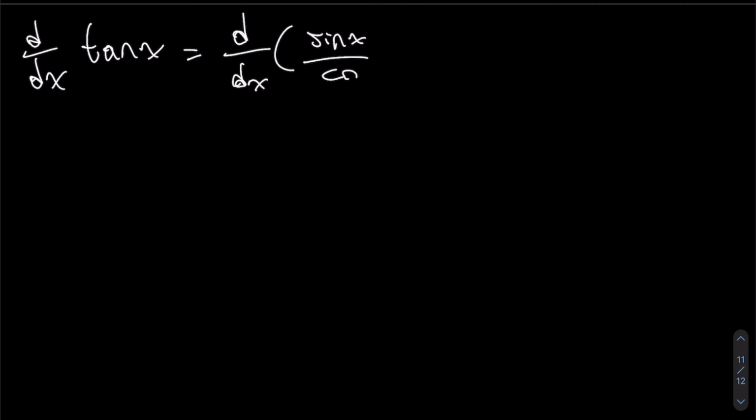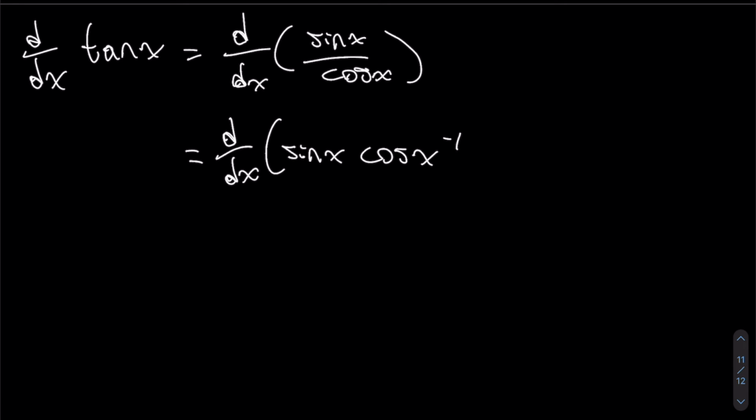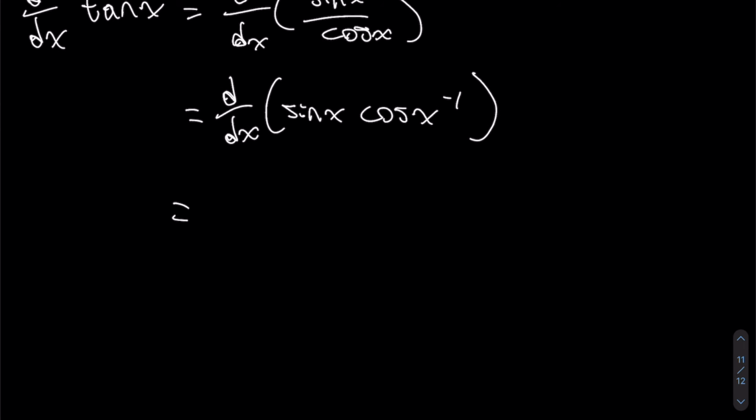Okay, so now for tan x, it's not too bad because tan x can be written as sine over cos. So this is the derivative of sine x over cos x, which, just like I did for the quotient rule, I will write as sine x times cos x to the negative 1. So now I just use product rule. So I do derivative of sine, which is cos x, times cos x to the negative 1. And these, of course, just cancel out, so that'll become 1.